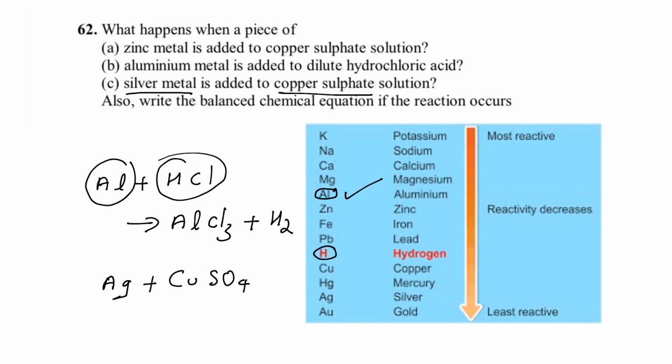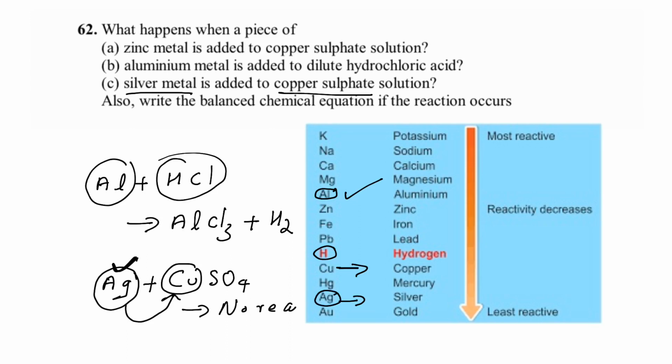Now check who is on the top, copper or Ag. Copper is on the top, right? Which means Ag is less reactive. A less reactive metal cannot displace a highly reactive metal from its compound. Not possible. Ag comes below copper. So no reaction. Okay, for doing this question, better you learn this by heart. It will help you a lot for answering this type of questions.